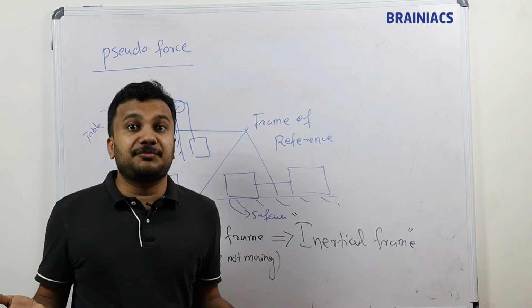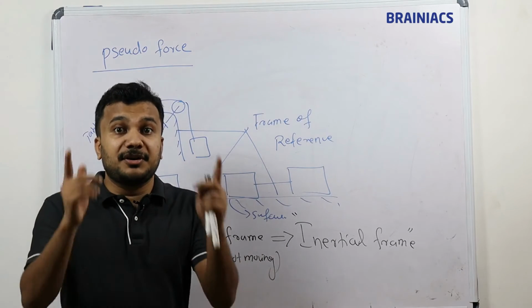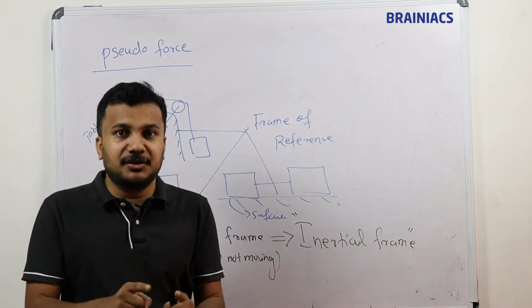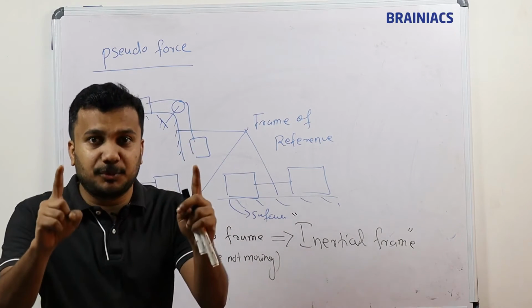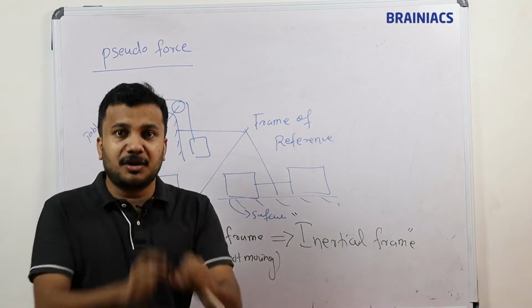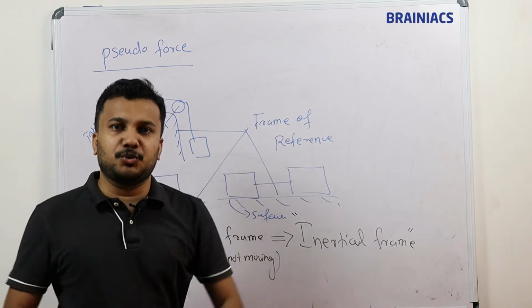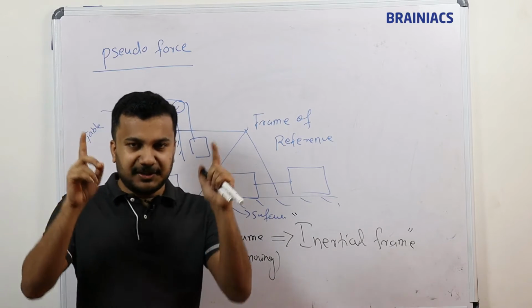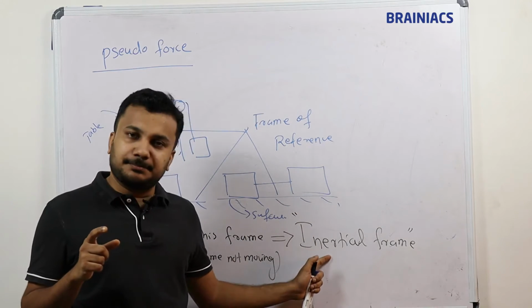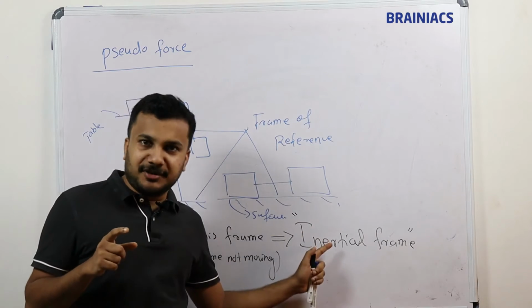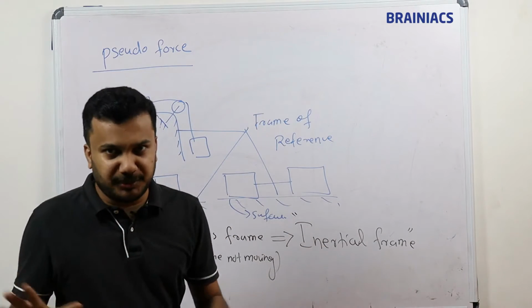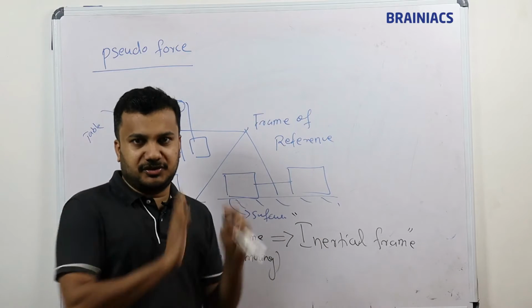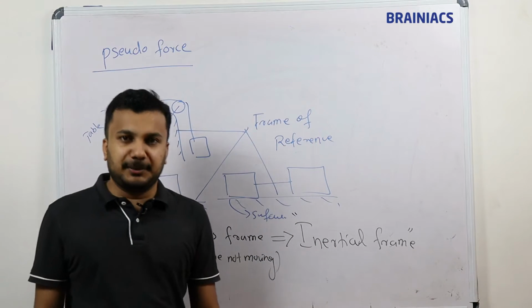What will happen if a frame of reference is moving? In that case, Newton's second law is not applicable. To solve such problems, we introduce one term called pseudo force. Then you can apply Newton's second law. I'll repeat it again. In an inertial frame, which means the frame is not moving, you can use Newton's second law: total force equals ma.